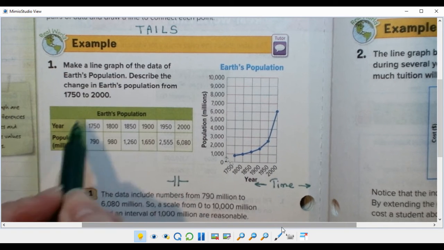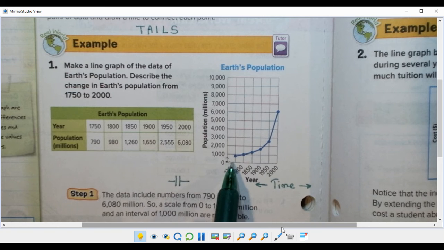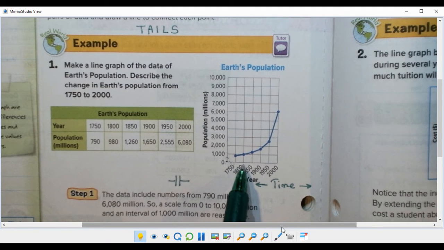So we've taken the information here, the year. We would go over to 1750 and then up to 790. Now, 790 isn't on our list, so we're going to make an estimate. It's a little bit less than 1,000, just before that line. 1800 goes to 980. So you can see it's a little bit higher. I probably would have dropped this down a little bit more. That looks to me like it's on the line.